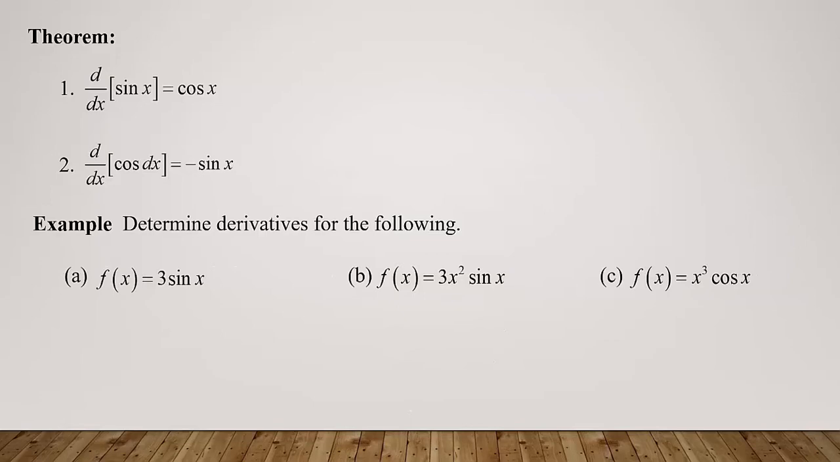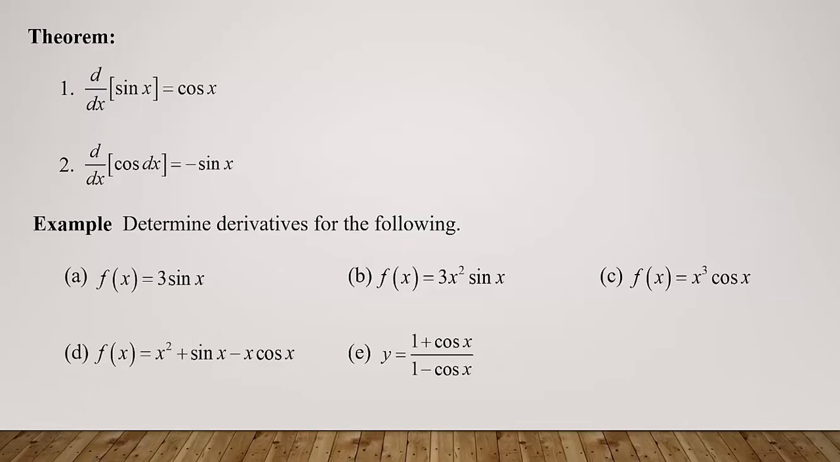So part A, we're going to determine the derivative for f of x equals 3 sine x. Part B, we're going to get the derivative for f of x equals 3x squared sine x. Part C, we'll get the derivative for f of x equals x cubed cosine x. And in part D, we'll get the derivative for the function x squared plus sine x minus x cosine x.